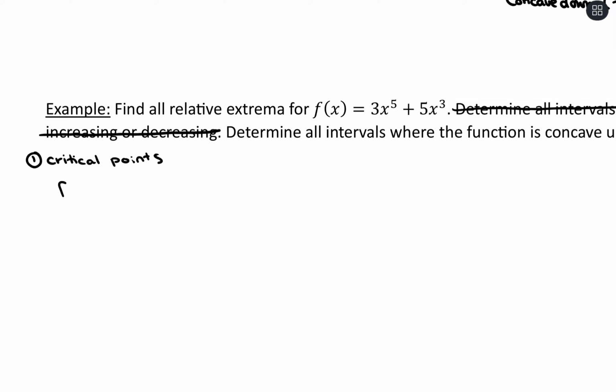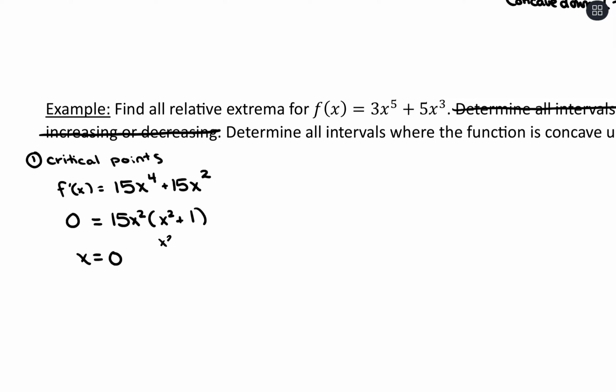So we're going to take our first derivative, which is 15x to the fourth plus 15x squared. And then we want to see where this is equal to 0. So let's see, we can factor out a 15x squared, and that would leave us with x squared plus 1, which will give us x equals 0.